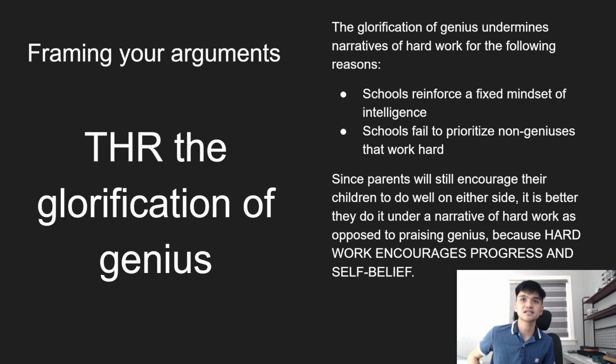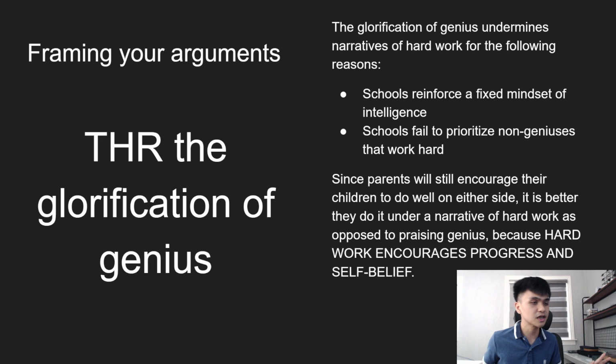We want to prove that this argument is very, very important or is the most important thing in this debate. So let's say this. Since parents will still encourage their children to do well on either side, it is better that they do it under a narrative of hard work as opposed to a narrative of praising genius. Because hard work encourages progress and self-belief, which we would argue to be more important in this debate than innovation, than all of these other things that opposition is arguing. Why are we saying this? Why did we need to say this?